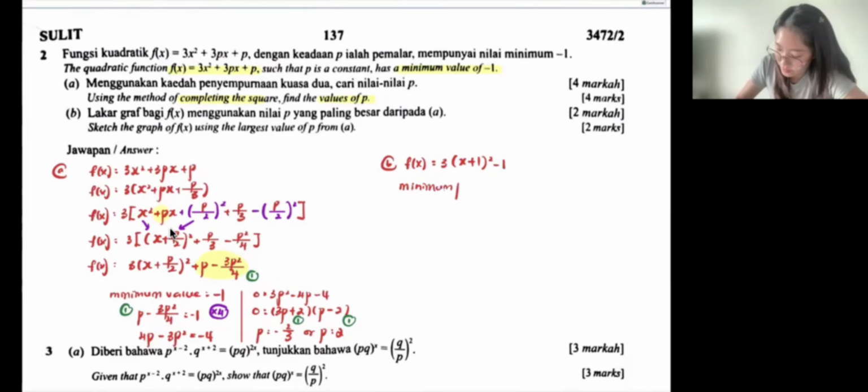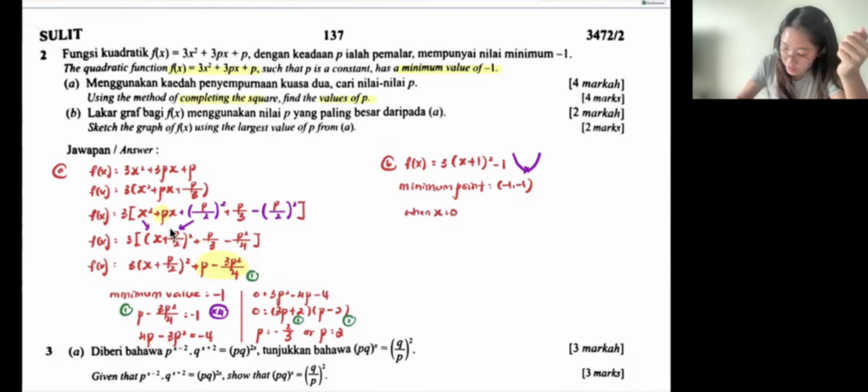Minimum point, -1, -1. This is a smiley face graph with a minimum point because your A is positive. Then your job over here is to find your x-intercept and your y-intercept. So y-intercept first.